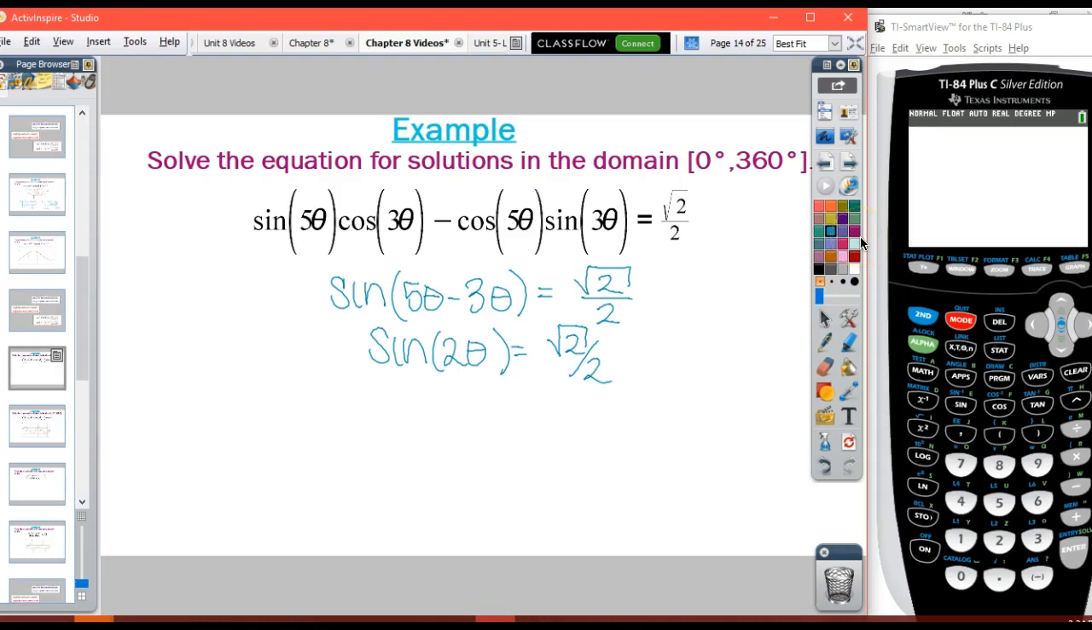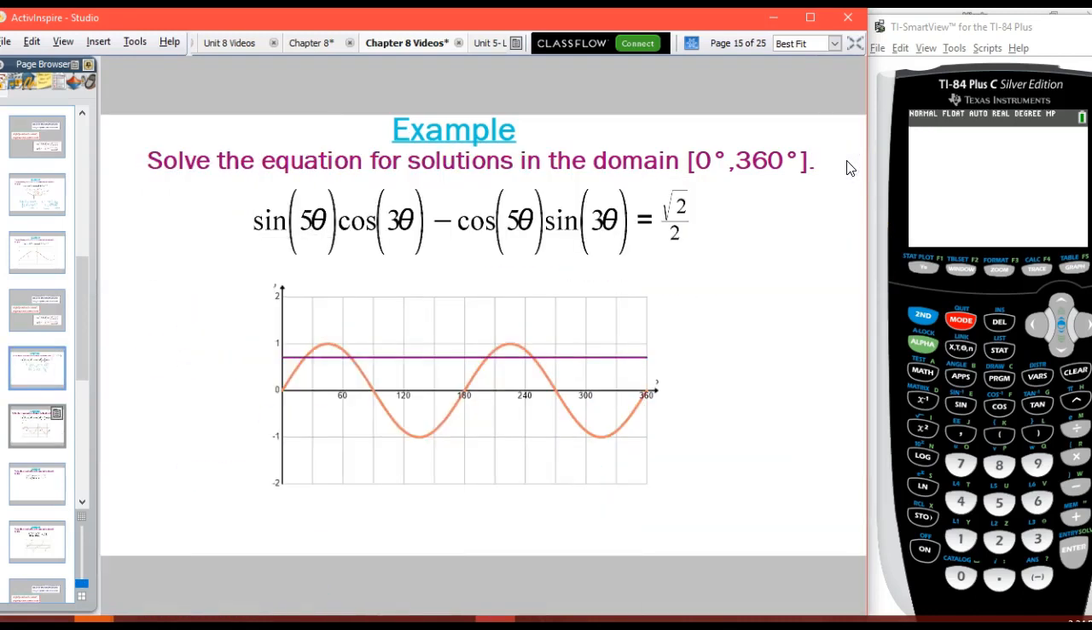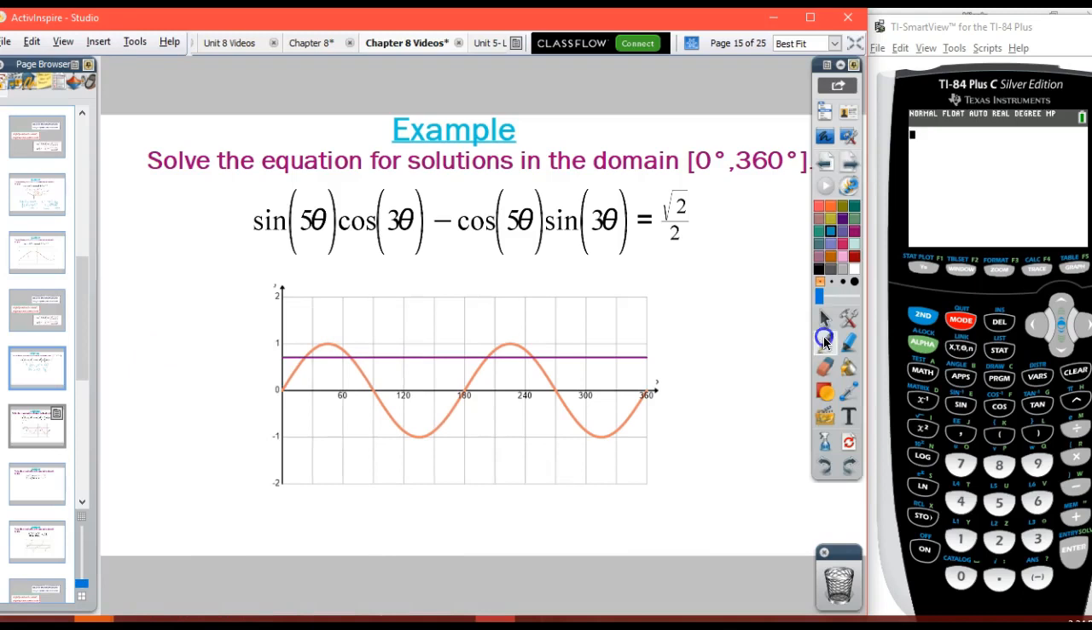Now, before I get too far into this problem, I want to look at a graph so I have an idea as to how many answers I'll need to find. You can see here that between 0 and 360, I'm going to have 1, 2, 3, 4 different answers. Keep in mind that we're going to find a starting point here. Once we find an answer, we can add or subtract the period to find another one. Same thing here and here.